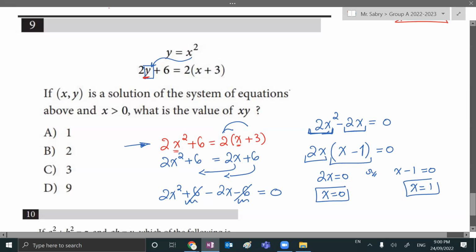I lost you a bit after, 2x squared minus 2x. I understood that you put 2x, then you're going to have 1x left from the squared, so you put a bracket x minus 1. I don't get the minus 1.